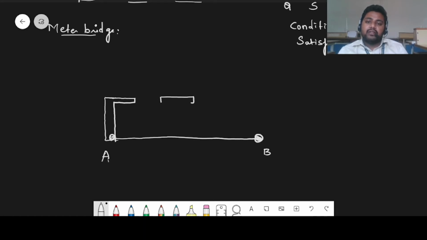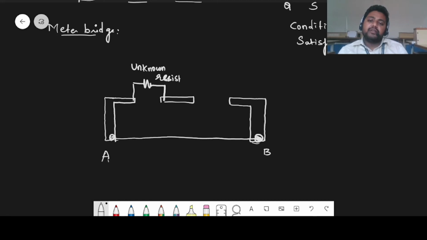Okay, this is how the setup is. We are connecting it to metal plates. Now, in between these two metal plates, we are going to add a resistance which is unknown. This is your unknown resistance. And here you are going to add a resistance box. This is your resistance box.